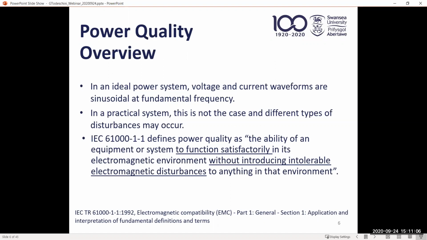So IEEE standard 61000 defines power quality as the ability of an equipment or system to function satisfactorily in its electromagnetic environment without introducing intolerable electromagnetic disturbances to anything in that environment. What this means is that any device that is connected to the system is subject to existing disturbances. So disturbances generated in the system, but it itself is a source of disturbance. So the point of power quality is to ensure that these disturbances are within acceptable limits.